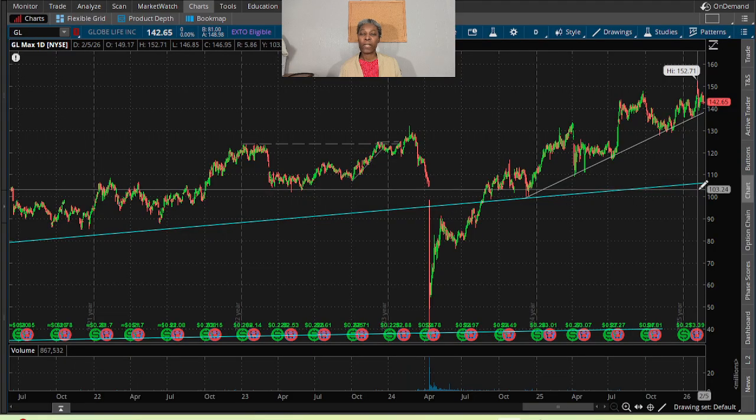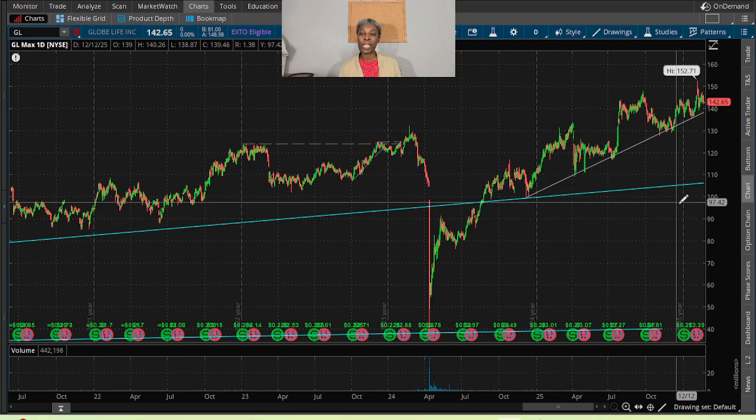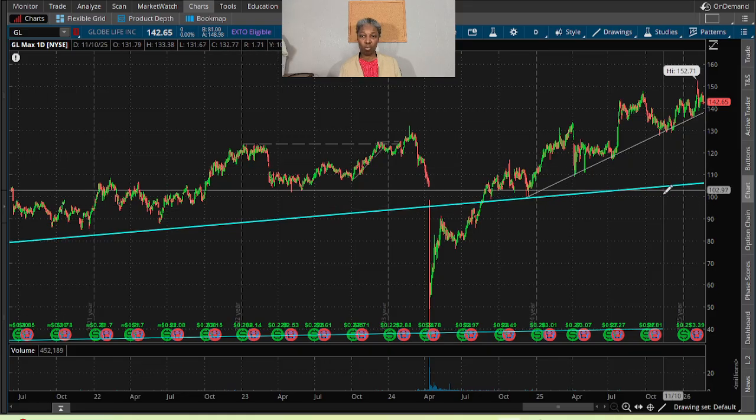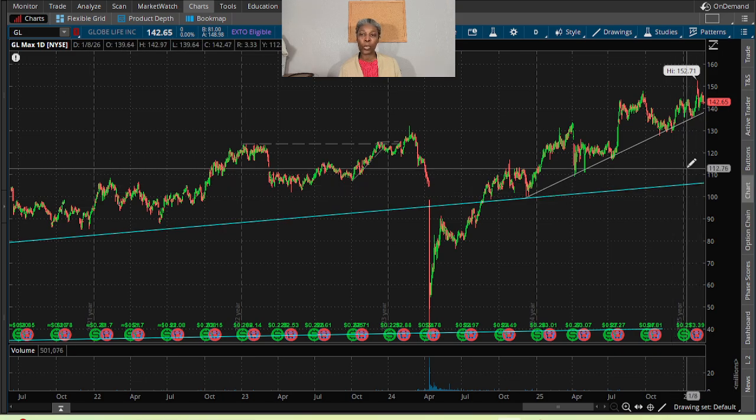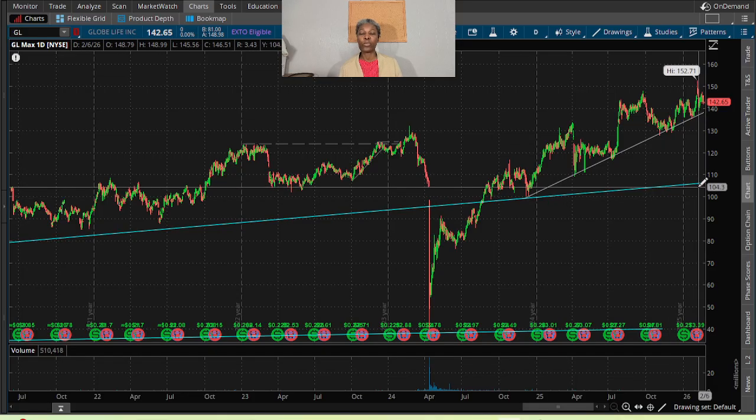knowing that it will take a few months for me to be negative in it, as it's wandering around the valley line. Sometimes I might be positive, sometimes I might be negative, depending on which direction it's going, until it's ready to go up.